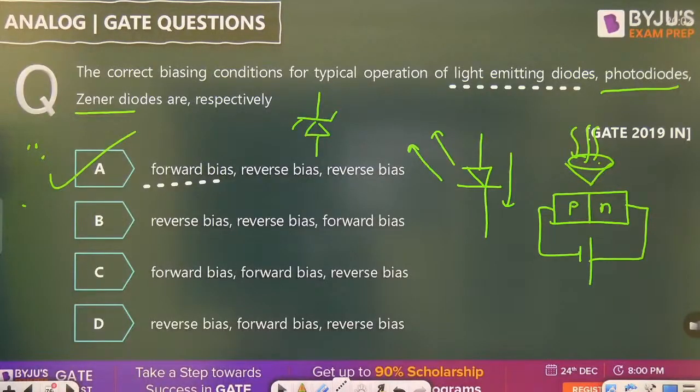Okay. Photodiode, pin diode, reverse bias. Solar cell, it is in what? Reverse bias, in a fourth quadrant. Okay. That is the case.